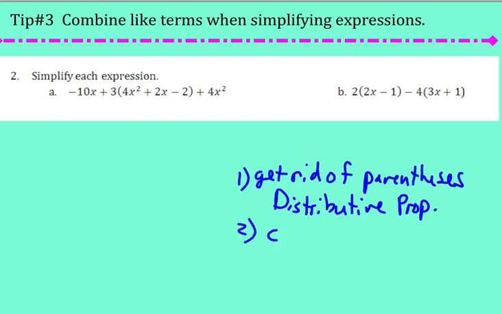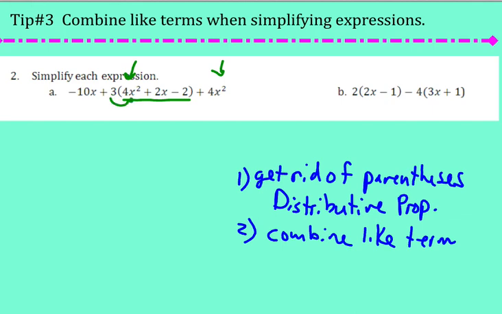And then number two, combine like terms. Like terms are the same variable raised to the same power. So, looking at this first problem up here, I got to get rid of these parentheses. There's a 4x squared here, and a 4x squared here, and you think, hey, they add up to 8x squared, but you can't add them together to get rid of parentheses.